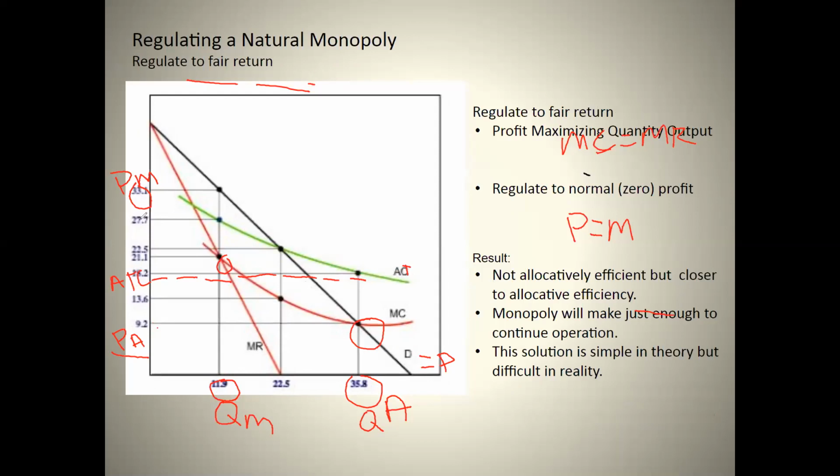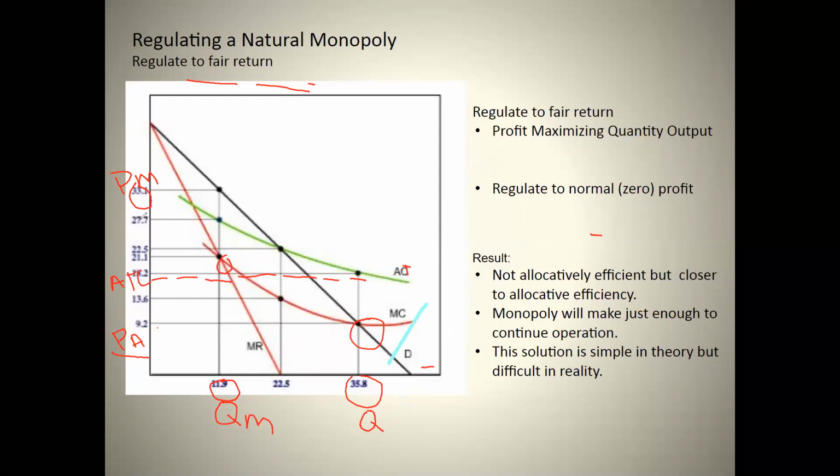Let's look at one last way to regulate, a different way to regulate. What if we want to regulate to what we call fair return? We're going to learn what fair return is here. Same graph, right? Profit maximizing quantity output. Let's put those points back on there again. Same thing. You probably can do it faster than me right now.